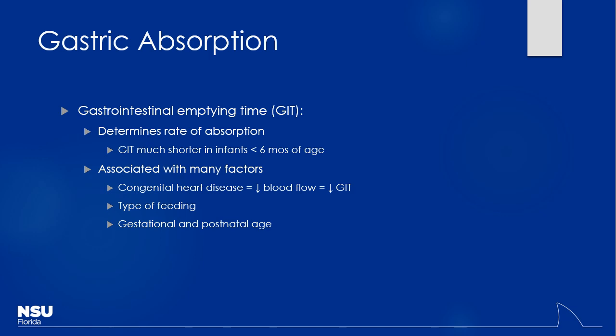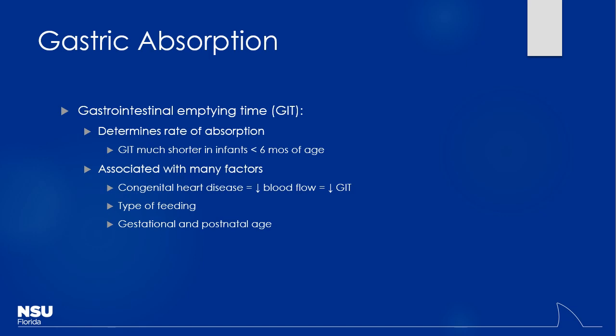So for instance, if they had things like an extended release product, you may not have as much contact time, may not have as good of absorption there. So that can be playing a role. And typically you can find that many things can affect emptying time, especially if you have things like impaired blood flow, maybe due to a congenital heart defect. You may have less blood flow going to the GI tract. Less blood flow means less activity. That can be playing a role here.